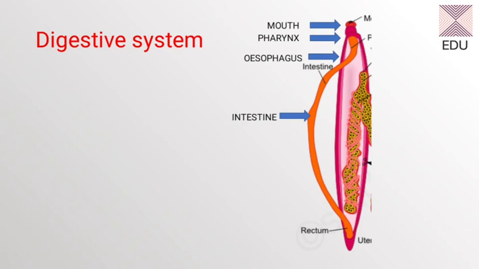So here the rectum will be opening into the anus. Here I have written anus or cloaca. That means if you have a female, it will be anus. If it is a male, it will be cloaca.